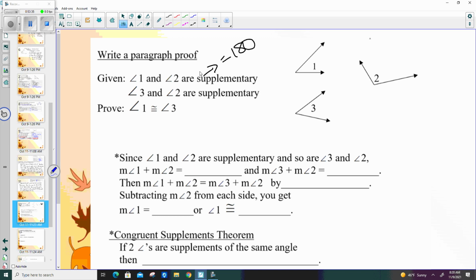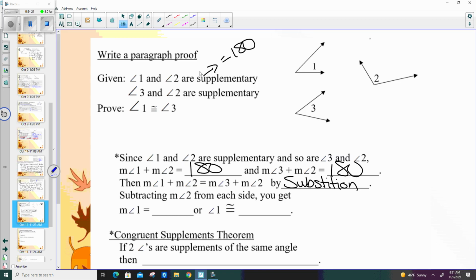All right, so paragraph proof says since angle 1 and 2 are supplementary and so are angle 3 and 2, measure of angle 1 plus measure of angle 2 equals, and measure of angle 3 plus measure of angle 2 equals. They're both supplementary, they both equal 180. Then measure of angle 1 plus measure of angle 2 equals the measure of angle 3 plus the measure of angle 2. How does that happen? We've done it once before today. Why would they be equal to each other? Substitute them because they both equal 180. So by substitution.